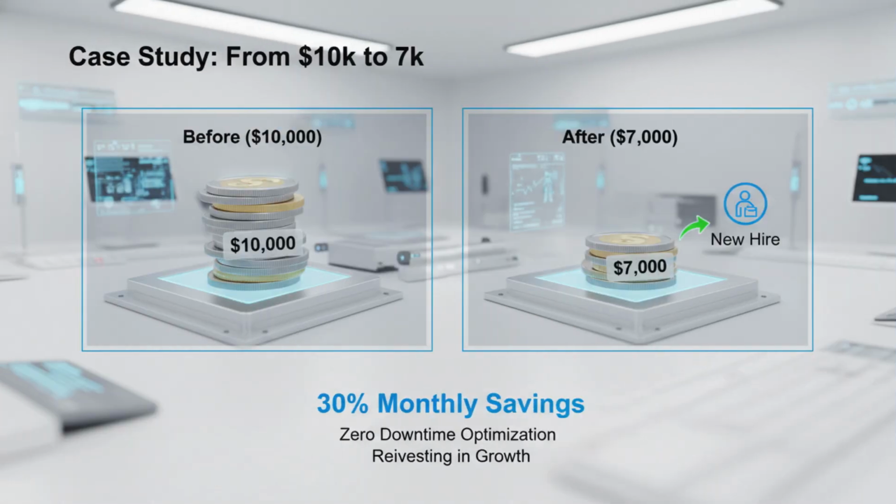Let's look at a real-world example of a SaaS startup that implemented these strategies. They started with a monthly Kubernetes bill of $10,000. By installing Kubecost and identifying idle resources, they realized they were over-provisioned in their staging environment by 60%. After applying rightsizing recommendations and cleaning up zombie clusters, they achieved a 30% monthly savings, bringing their bill down to $7,000. This $3,000 in monthly savings was immediately reinvested in growth, allowing them to hire a new part-time engineer.